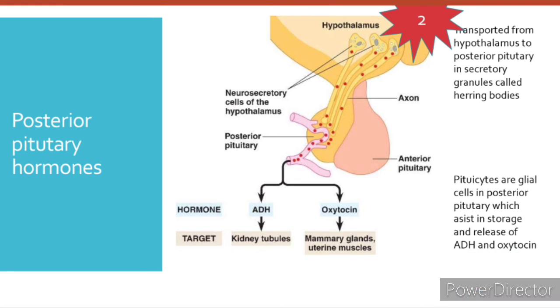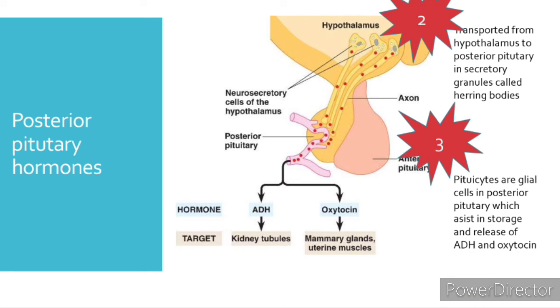Okay, so basically, where is the storage of ADH and oxytocin? In the hypothalamus, and from there they are brought into our posterior pituitary, right? So those secretory granules in which they are carried are Herring bodies. And pituicytes are glial cells in the posterior pituitary. So there, the storage and release of oxytocin and ADH is done via the posterior pituitary. So which cells are there? Pituicytes.